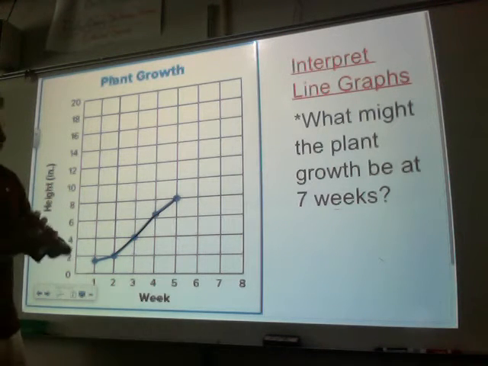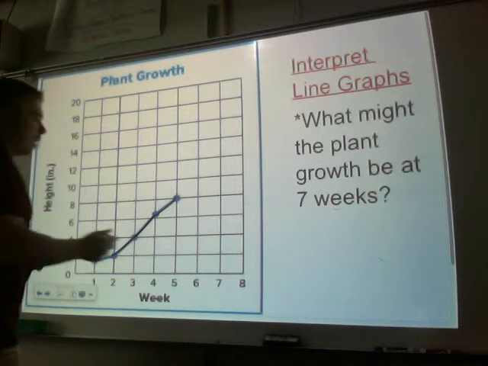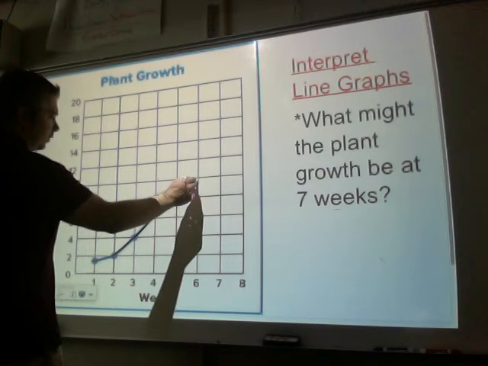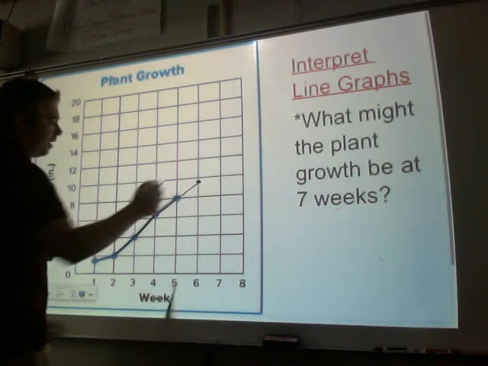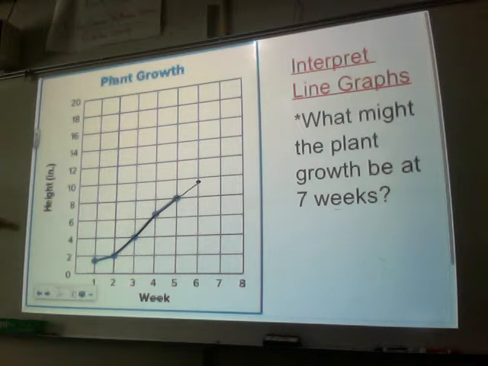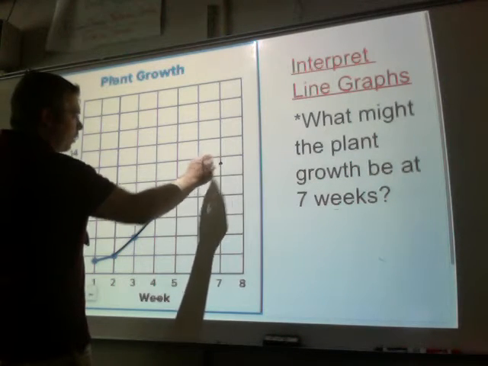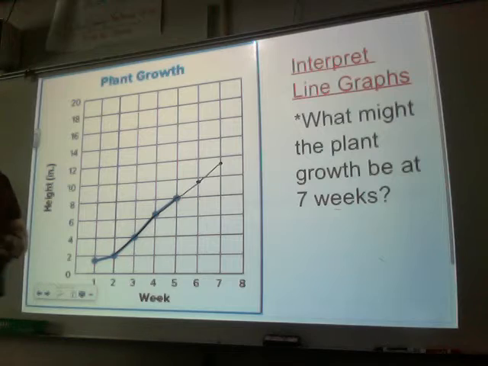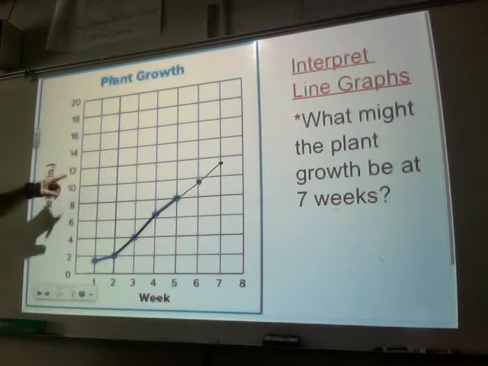But I'm seeing it sort of leveling off a little bit there. I'm going to say it's going to go about 2 inches every week here. So after 6 weeks, it might be close to 10. It looks like it's leveling off a little bit. And after 7 weeks, it'd probably be close to 12, maybe more like 11. All right, so an appropriate answer for this would be anywhere between 11 and 12.